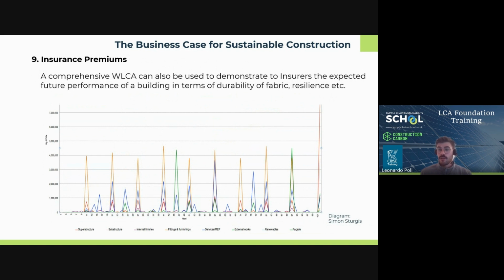Insurance premium. The ability to demonstrate that a detailed long-term assessment of an aspect of an asset's physical performance has been carried out helps give insurance confidence in the quality of the asset and assists negotiations aimed at reducing insurance premiums.